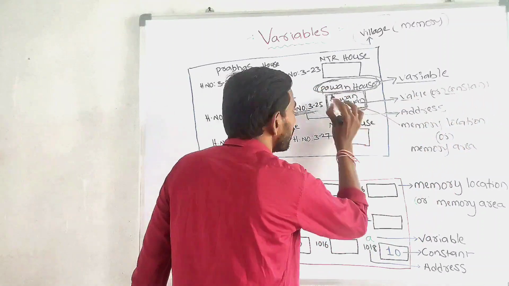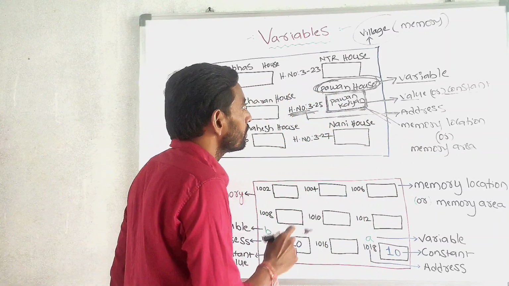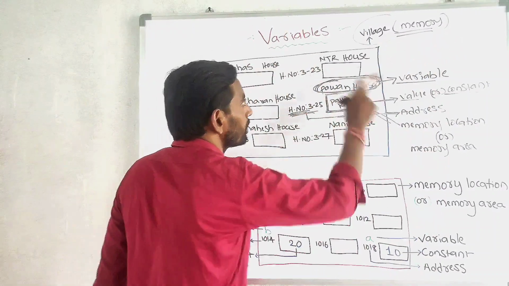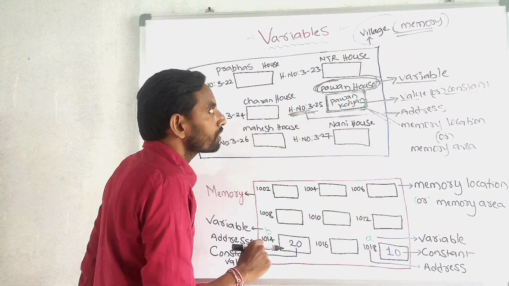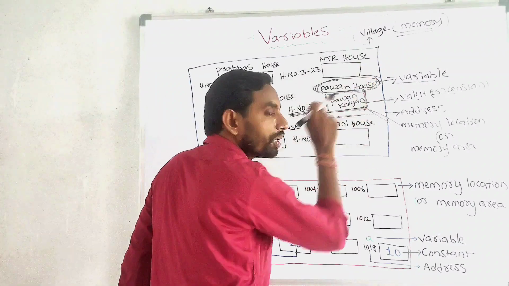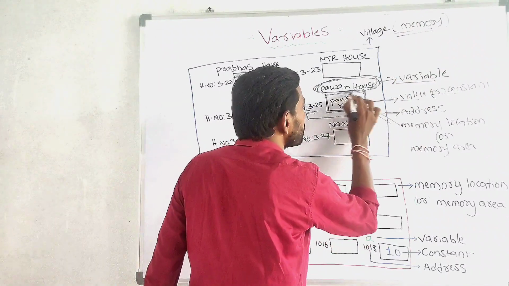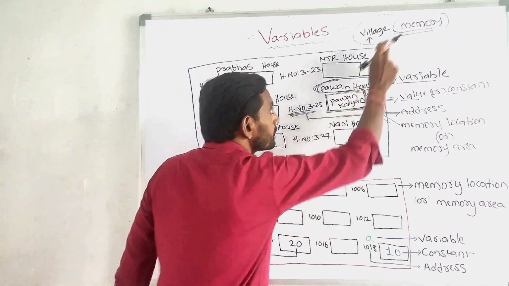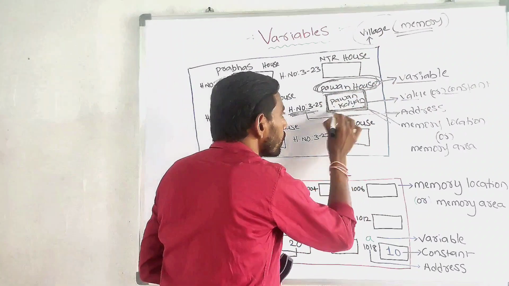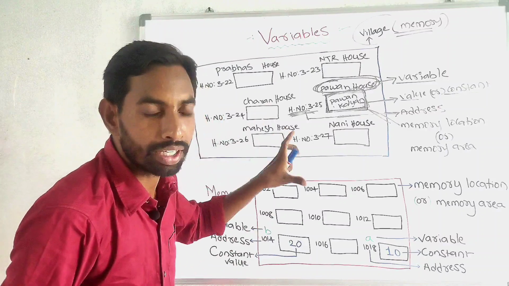I am treating this house as a memory location or memory area. This entire village I am treating as a memory. So this Pawan Kalyan house is inside the village. This is a memory location, and this memory location is inside the memory. Likewise, the memory location is inside the memory. This is the example for memory location or memory area.